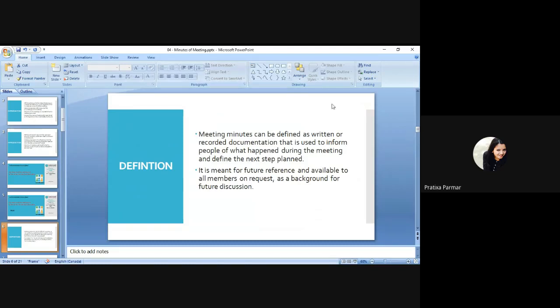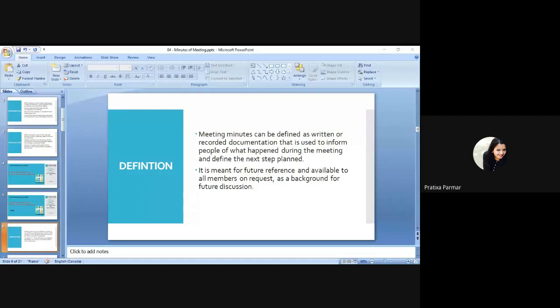Okay. Let's try to define minutes of the meeting. So, meeting minutes can be defined as written or recorded documentation that is used to inform people of what happened during the meeting and define the next steps planned. See, this is very simple.